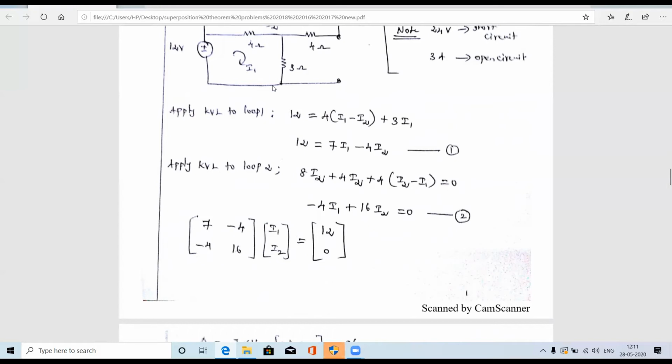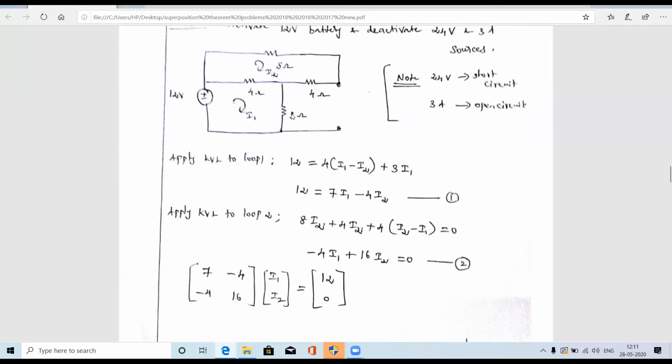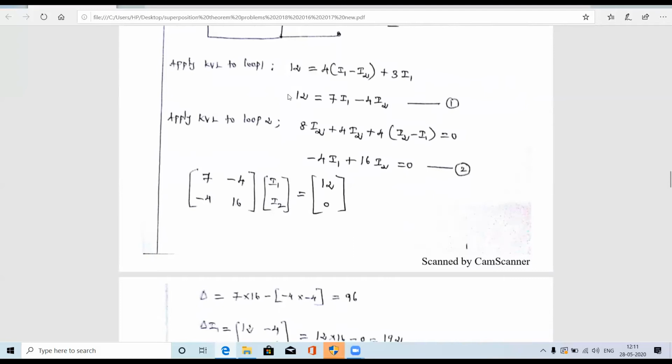Here there is no need to calculate I2, since our aim is to find out the current flowing through the 3 ohm resistor only. According to the circuit, the current flowing through the 3 ohm resistor is I1, so you just calculate I1 only. That's why I am going to convert equation number 1 and equation number 2 into matrix form. Here there are 2 equations, so a 2 by 2 matrix with the variables I1, I2 equal to the constants.